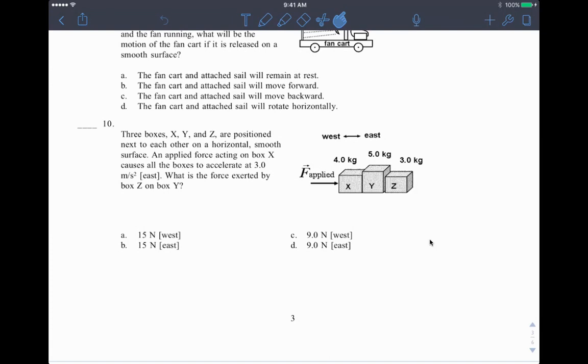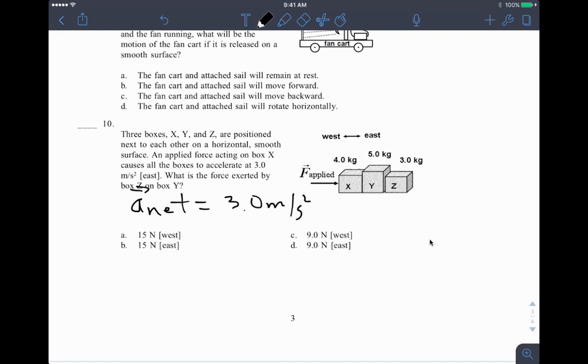A classic question would be having three boxes together, as it says in question number 10. And it says that there's an applied force acting on box X that causes all of the boxes to accelerate. This is a net acceleration, and you'll see that in other questions. If it doesn't give it to you, you need to find what the net acceleration is for all of the masses in the system. So I may back up and do that in just a second here.